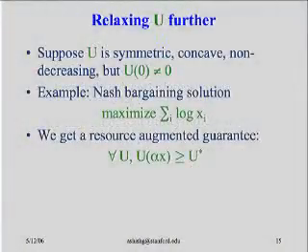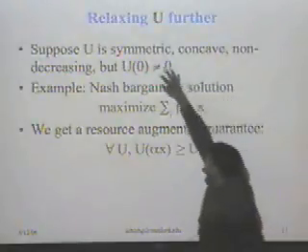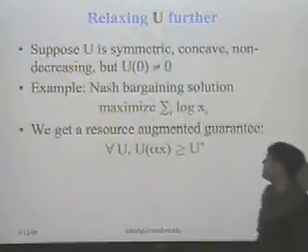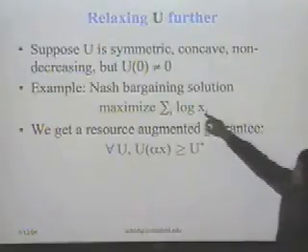So as it turns out, you can relax this class further. Earlier I was assuming that u is symmetric, concave, non-decreasing, and u(0) equal to 0. But if you don't make the assumption u(0) equal to 0, one example, and the main reason why I'm interested in this, is the function maximize summation over i of log of x_i. This function is symmetric, concave, non-decreasing, but it's not 0 at 0.